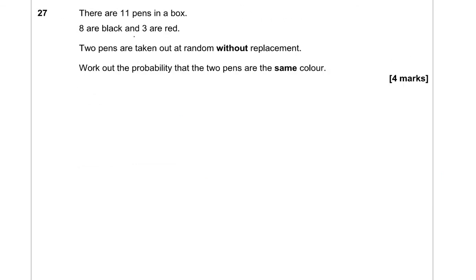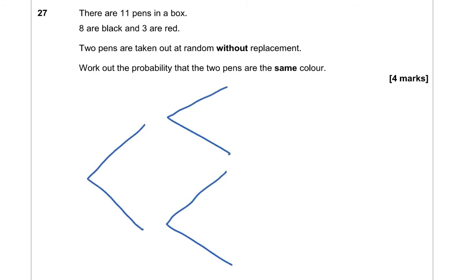Okay, there's 11 pens in a box, 8 are black and 3 are red. 2 are taken at random without replacement. Work out the probability that the 2 pens are the same colour. So the best way to do this is using a tree diagram. Okay, so 2 pens are taken, some are black, some are red. So let's do black, red, black, red, black, red. And we want the answer to this one here and this one up the top here.